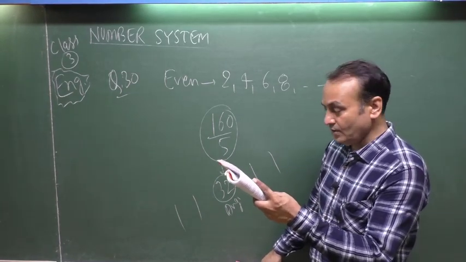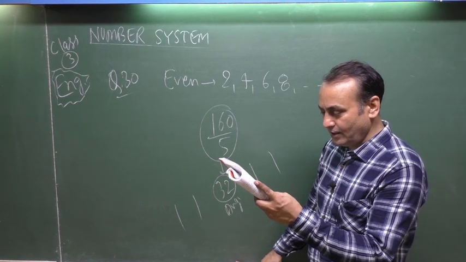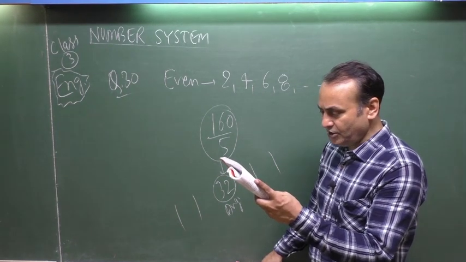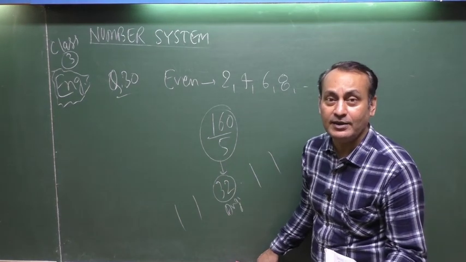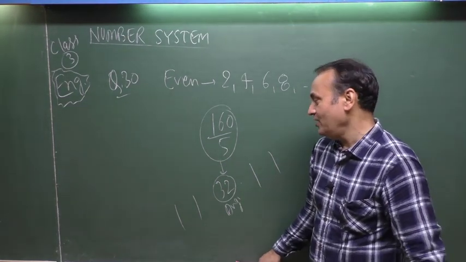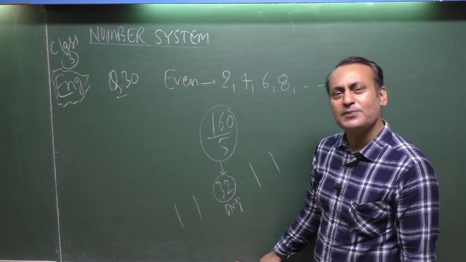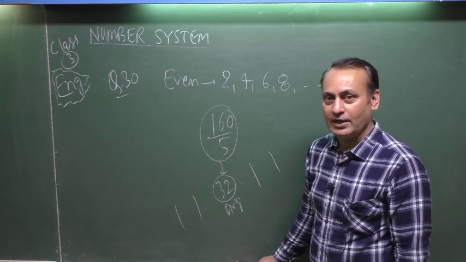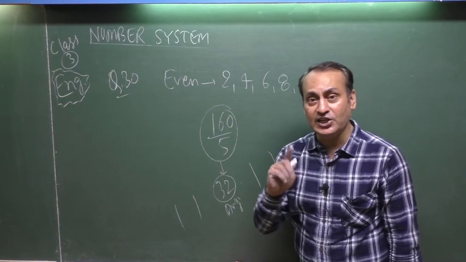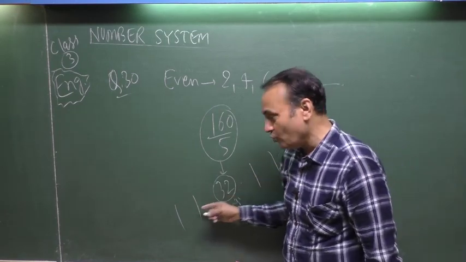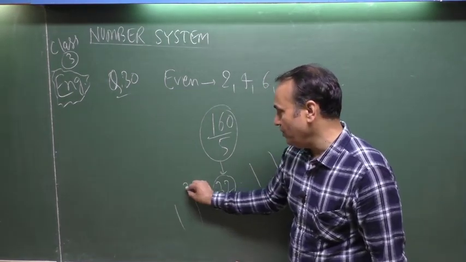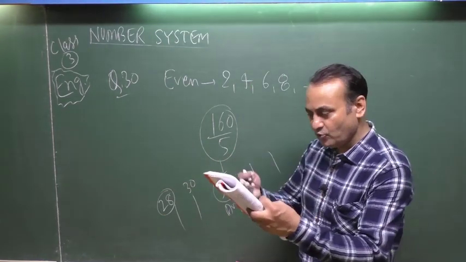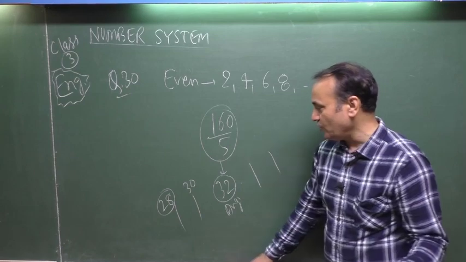Now, where to go? Question number 30: find out the least number, the smallest number among them. That means you have to point out the smallest number. You have to go this way: 32, before that 30, before that 28. This is your final answer. 28 is the right answer. Note down.